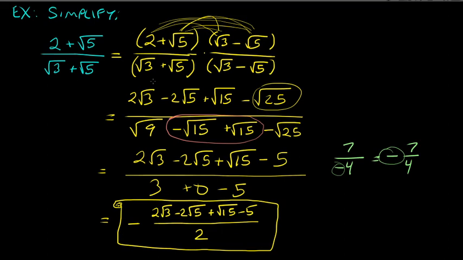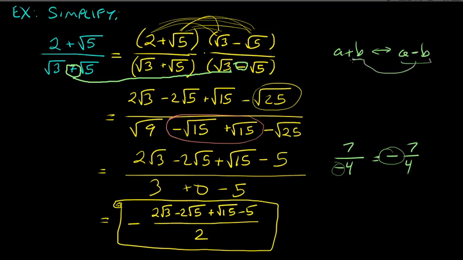So, like I say, this is about as bad as it's going to get. The trick is to multiply by the conjugate of the denominator. In other words, you change this from a plus to a minus. If it was a minus, you would change it to a plus. So the conjugate of a plus b is a minus b. And if you have a minus b, then the conjugate of that is a plus b. So just switch the second sign.